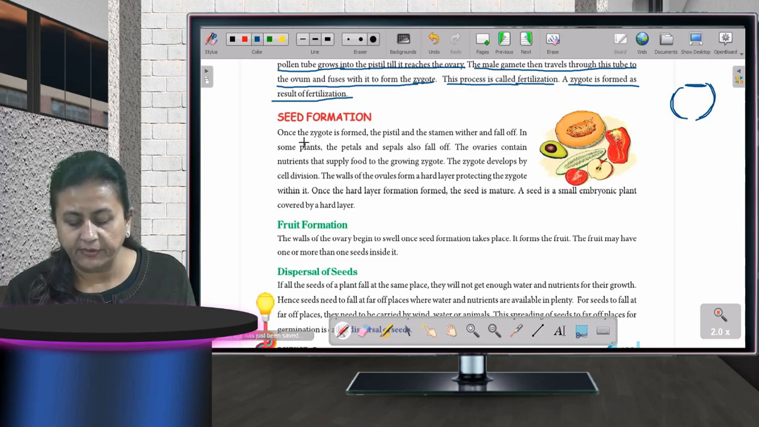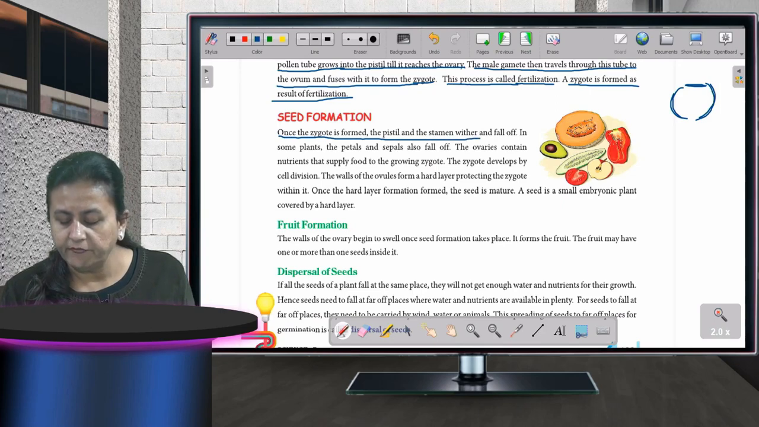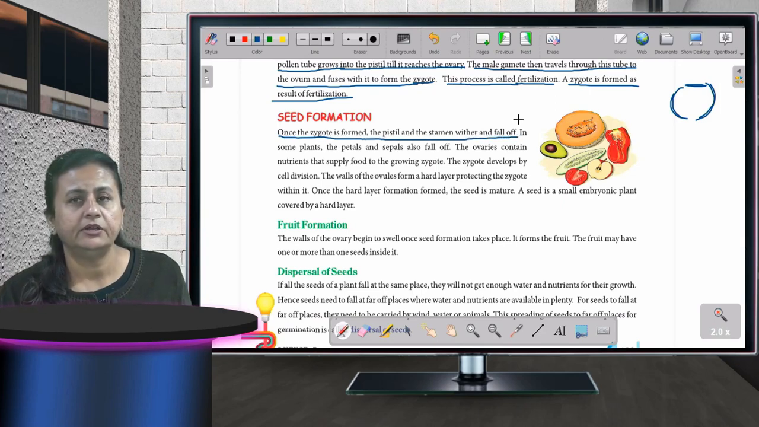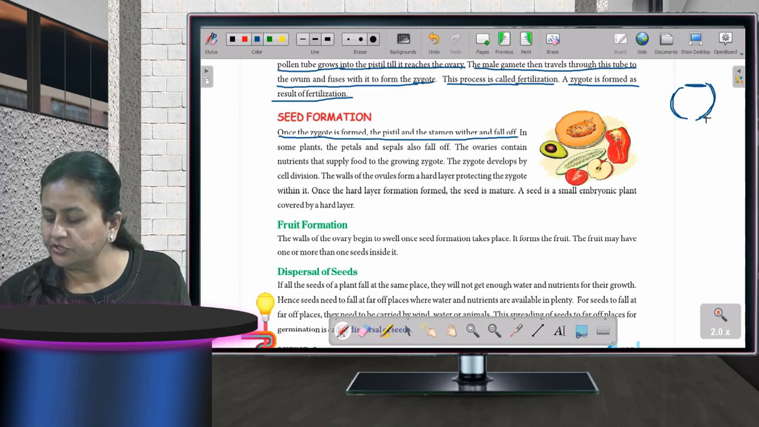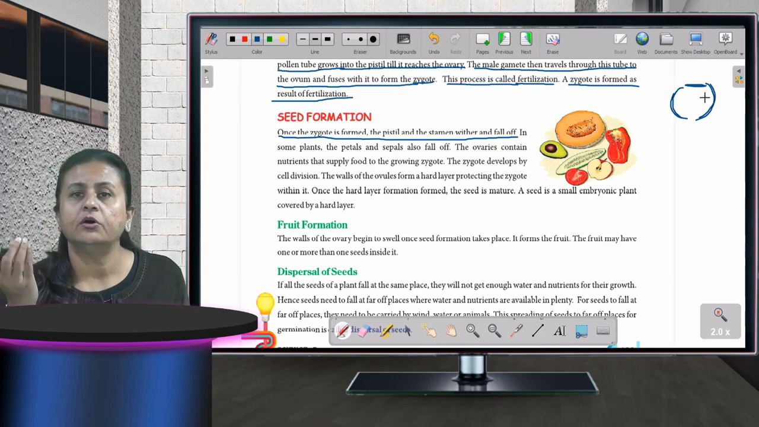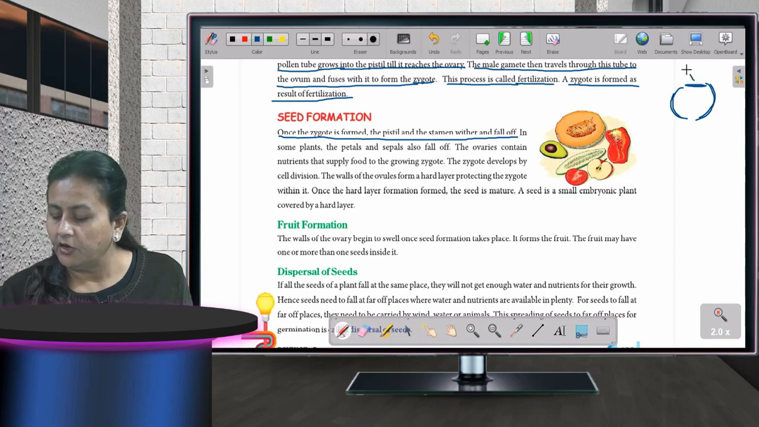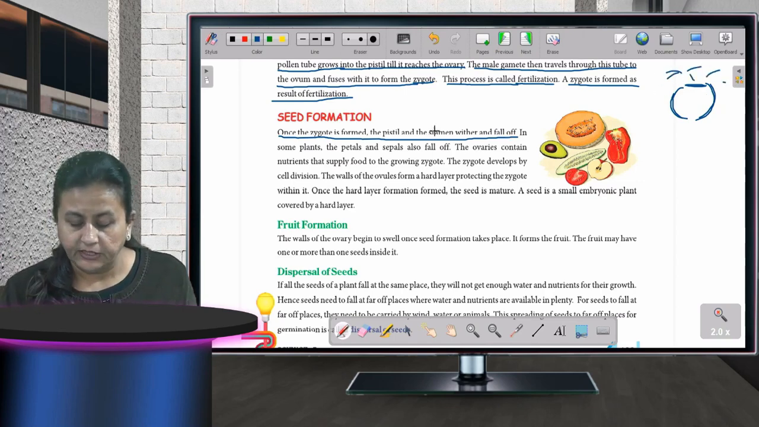Now what is happening? Once the zygote is formed, the pistil and the stamen wither or fall off. I told you nothing would be left on the flower. As the zygote becomes thick, this is the zygote. It is a swollen something sort of thing. All the petals and everything will fall off. Now in some plants the petals and sepals also fall off.